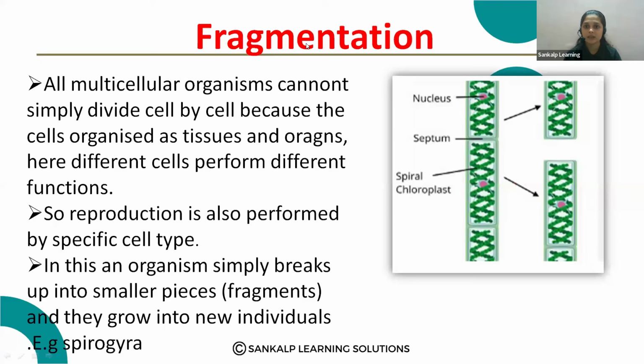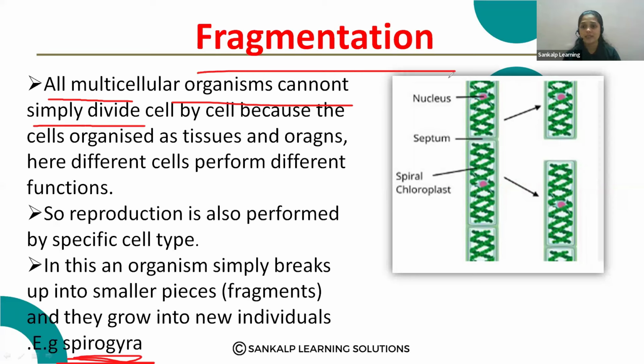Is fragmentation clear here? What you should learn is what fragmentation is. Example: Spirogyra. Remember the example, Spirogyra. And one more thing: why can't all multicellular organisms simply perform fragmentation? My question is, give the reason why all multicellular organisms do not perform this type of reproduction. Okay, so the answer is also here. I hope you got the answer. This is the second type of reproduction.